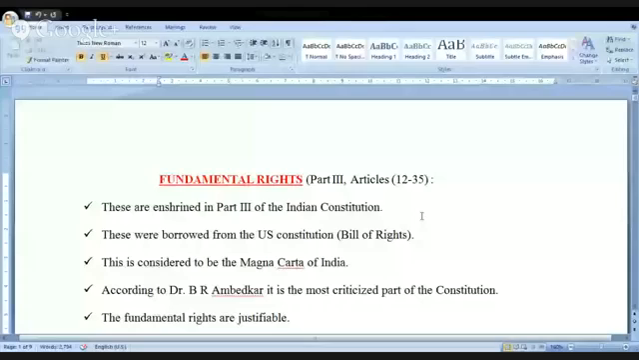Look at this. Fundamental rights. These are mentioned in Part 3 and articles 12 to 35. Kindly remember this range. These are mentioned in Part 3 of the Indian Constitution. These were borrowed from the United States Constitution. This is considered to be the Magna Carta of India.